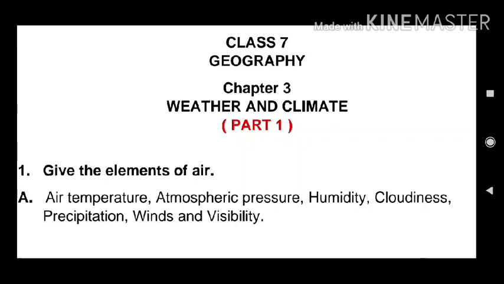Question number 1. Give the elements of air. Air temperature, atmospheric pressure, humidity, cloudiness, precipitation, winds and visibility. You know that air temperature and atmospheric pressure is the pressure in the air, and humidity is the amount of water content in the atmosphere, and cloudiness, precipitation, winds and visibility.